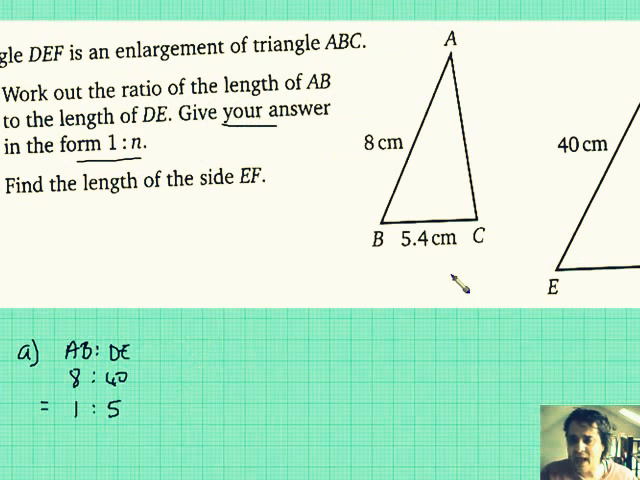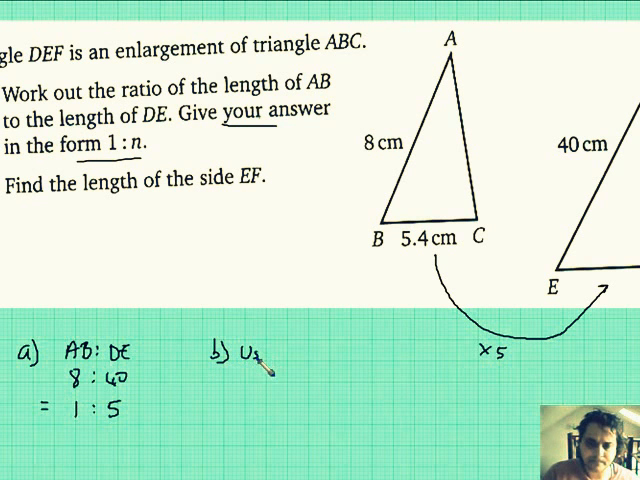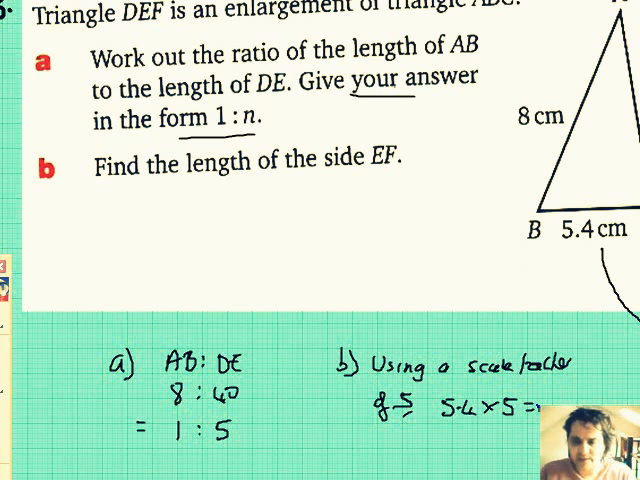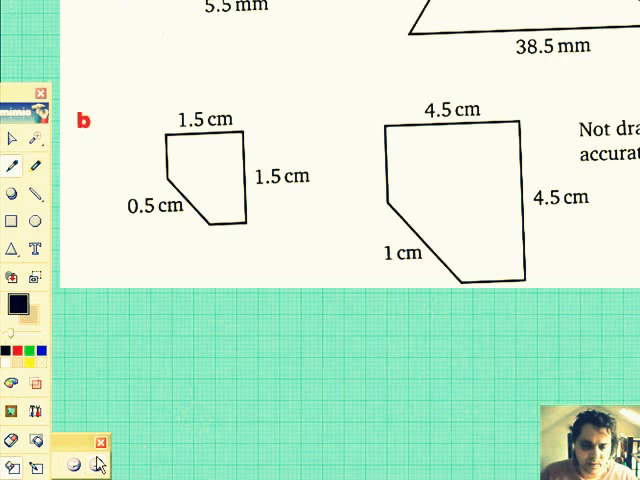Find the length of EF. Very straightforward. Well, how do I get from there to there using the 5.4? Well, the scale factor is 5, therefore multiply by 5. So part B is going to be using the scale factor of 5. I'm going to say 5.4 multiplied by 5 is, ask your calculator, 5.4 times 5, 27. So 27 centimetres. Done. Next question.